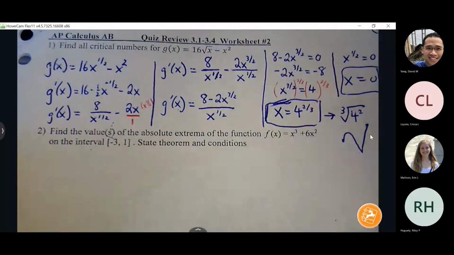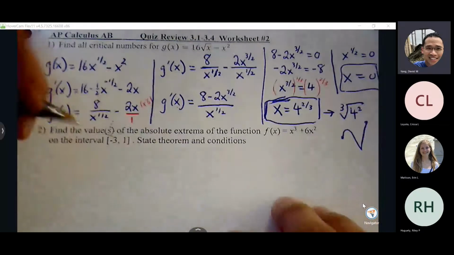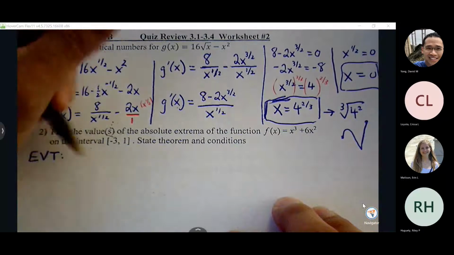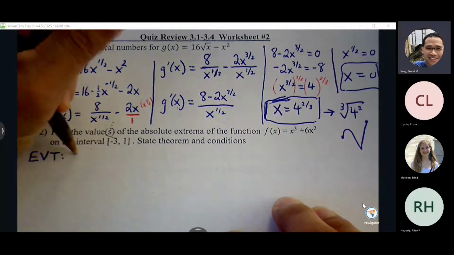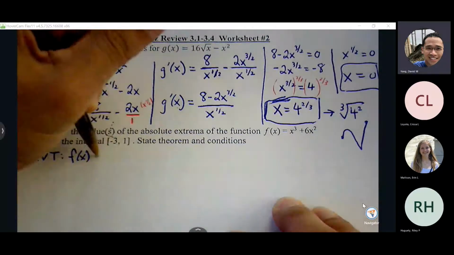That's nice. Just have to state our conditions in our theorem. Looking for this on the quiz for you to make these statements.